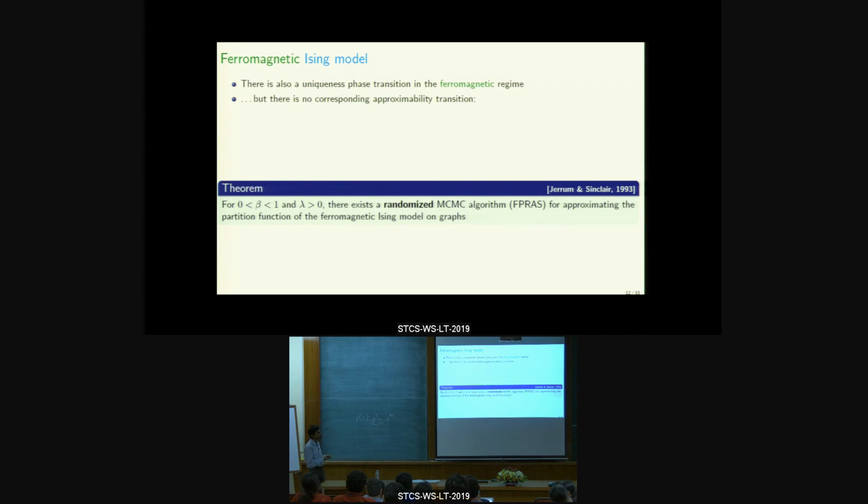This does not happen for the ferromagnetic Ising model. Here, it turns out that even though there is this correlation decay or uniqueness phase transition, there is a randomized MCMC based algorithm. The other two algorithms are not MCMC based. They're based more on things like belief propagation. But on this side, there are randomized Markov chain Monte Carlo algorithms, which basically cover the whole range of parameters for the ferromagnetic Ising model. So somehow there is this transition, but algorithms don't see it for the ferromagnetic case. However, it's only randomized algorithms that don't see it. So Markov chain Monte Carlo doesn't see it.